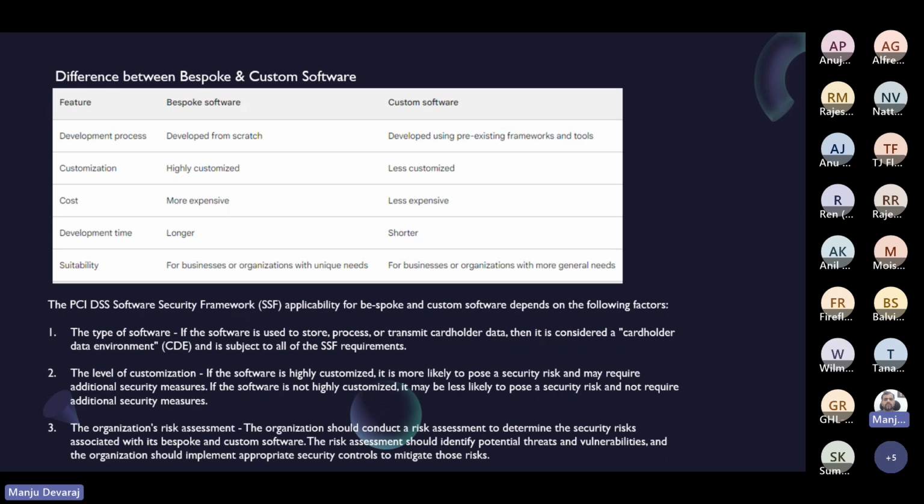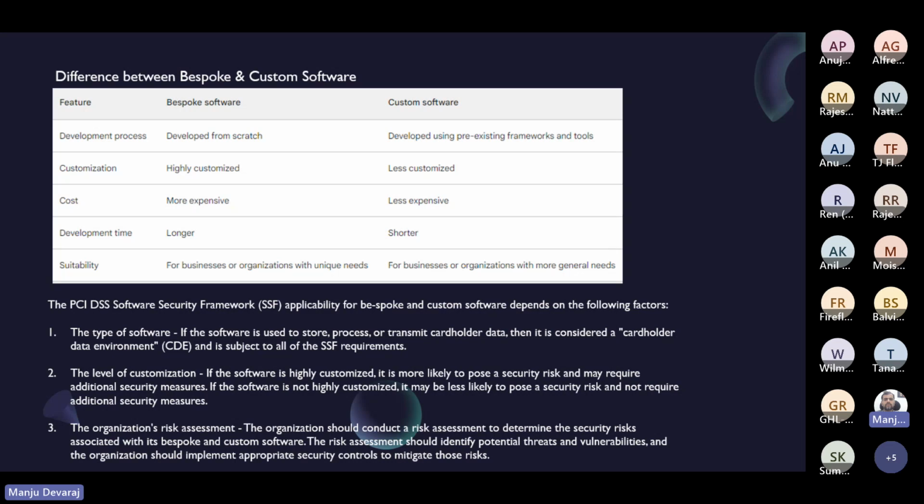Now, the difference between bespoke and custom software. You need to understand there is a risk part to it. Bespoke software is developed from scratch, is highly customizable, and becomes more expensive. The cycle is longer, and it can be on the SSF framework or the SDLC life cycle and go through that life cycle certification, and then you get more assurance. Development time is longer; definitely, it's a full product.